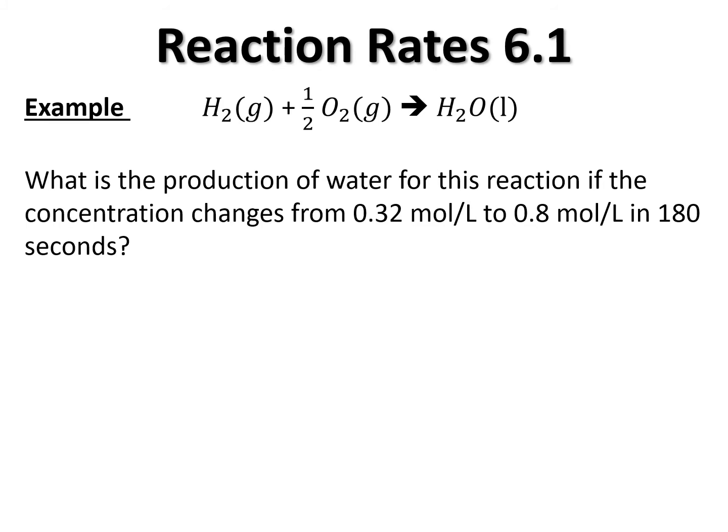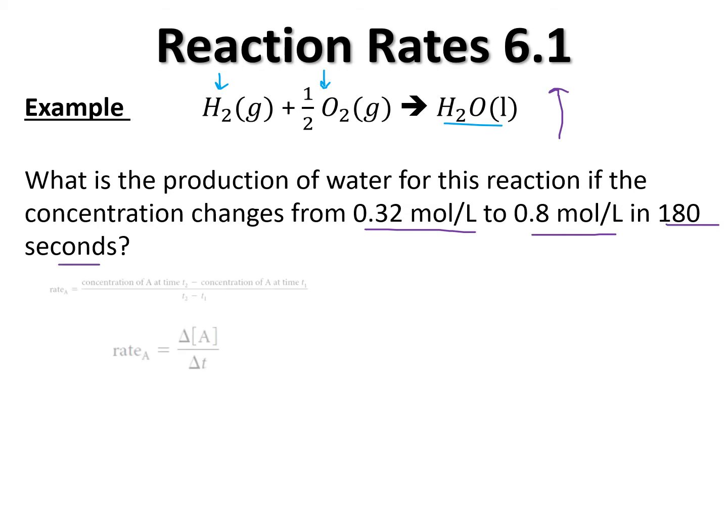All right, let's take a look at an example. In this example, we are synthesizing water. So we need to understand what our reactants and products are doing. In this reaction, our hydrogen gas is going down, our oxygen gas is going down as this reaction proceeds. And that must mean our water is going up. So that's going to be important for our sign. So what is the production of water for this reaction if the concentration changes from, maybe concentration of water is a weird way to do it, but we'll go with it. And we have our time here.